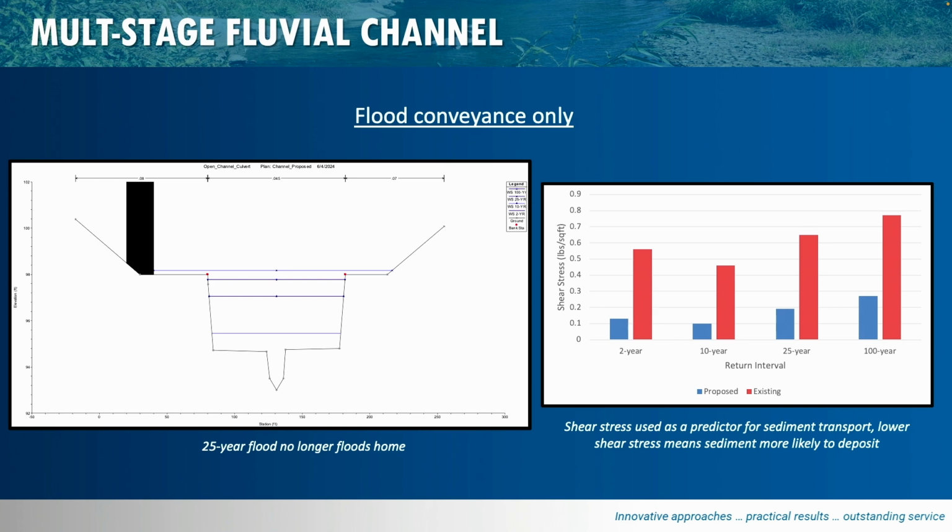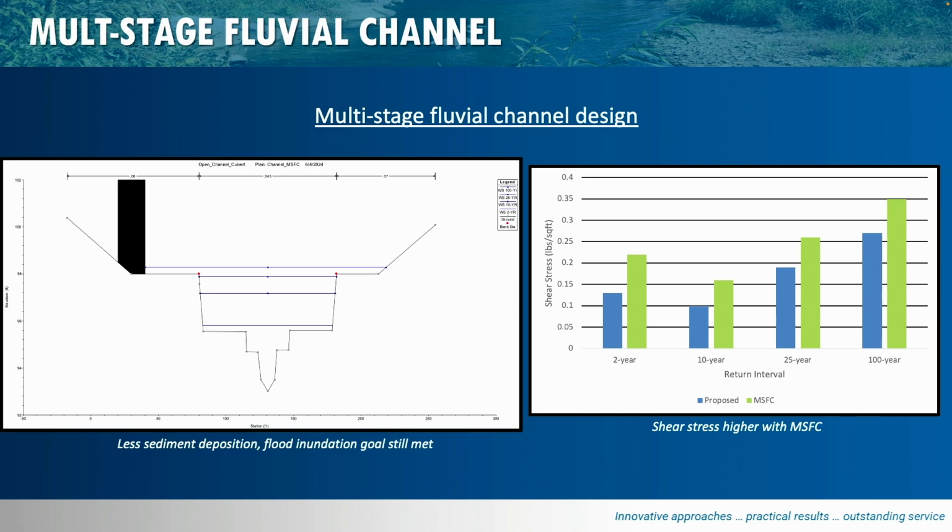Now, with a multi-stage fluvial channel design, we incorporate the flood benches, the bank full bench, which is that first little notch you see on the low flow channel, and then the higher floodplain bench. And so now our flood mitigations are still being accomplished. 25 years within the channel, 100-year water surface elevation is below the first floor elevation of the house. But our shear stress has now gone up. We now have increased our ability to move that sediment through the system.